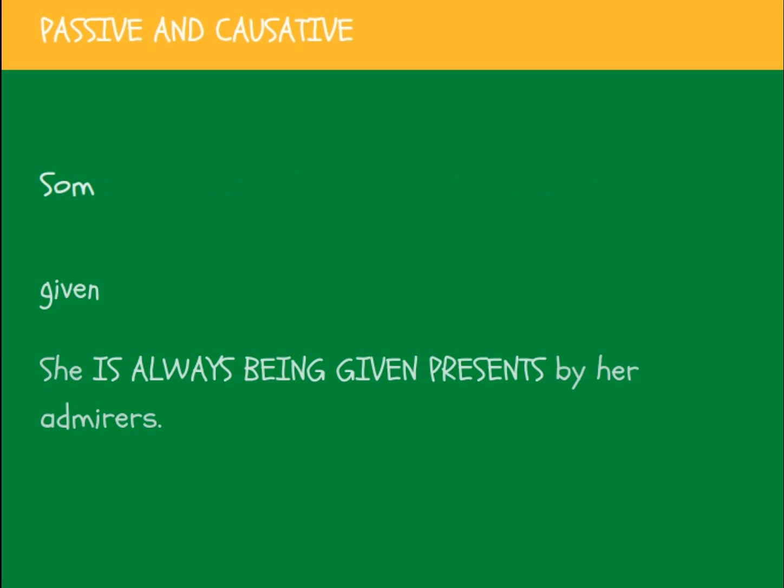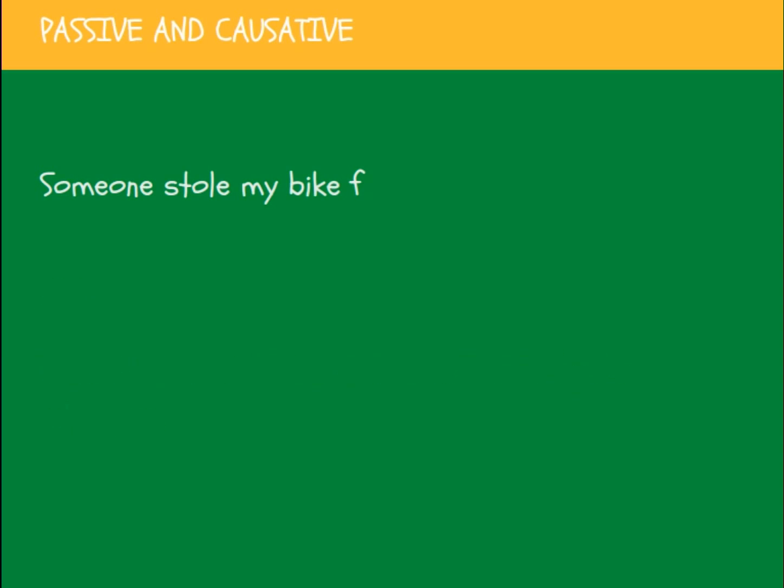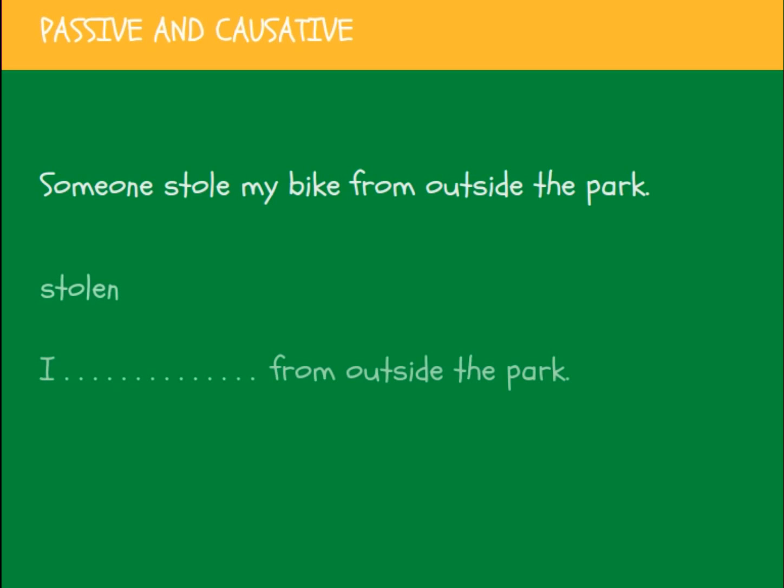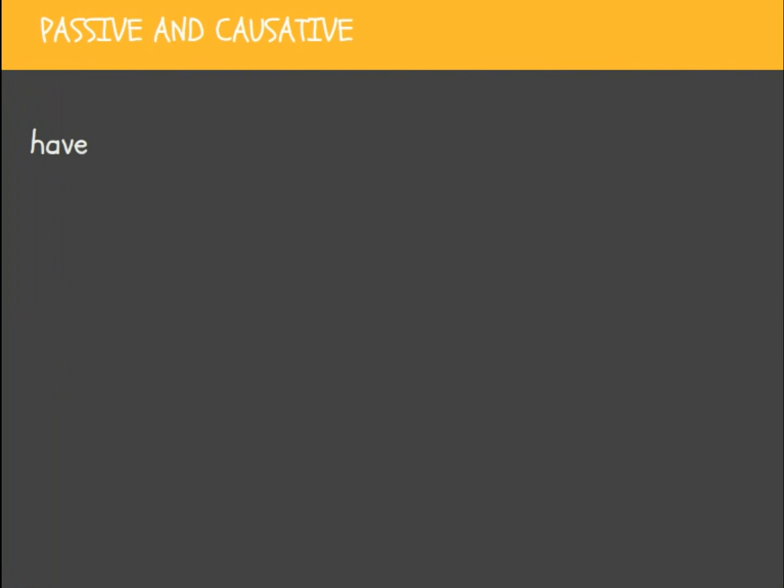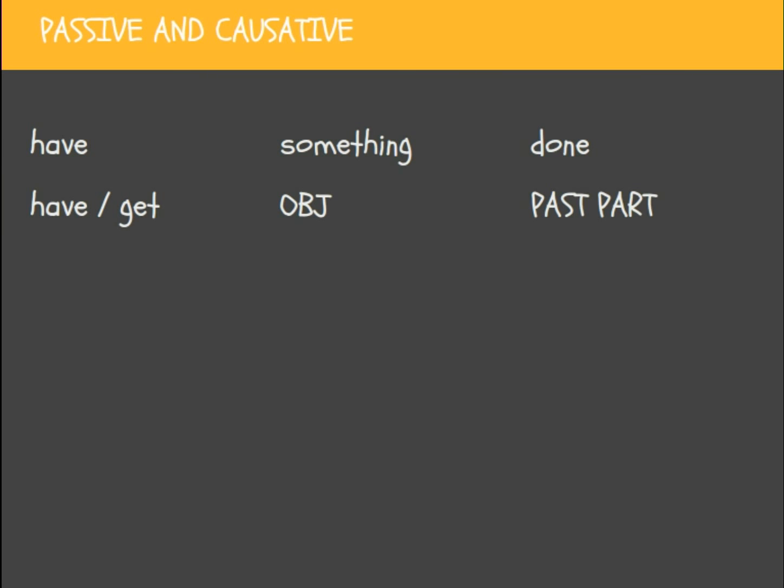Someone stole my bike from outside the park. Here I can't use a passive because I need to begin the sentence with the pronoun I. I need to use an alternative to the passive, which is called the causative. This is also known as the have or get something done construction. It's made with verbs have or get followed by an object and a past participle.